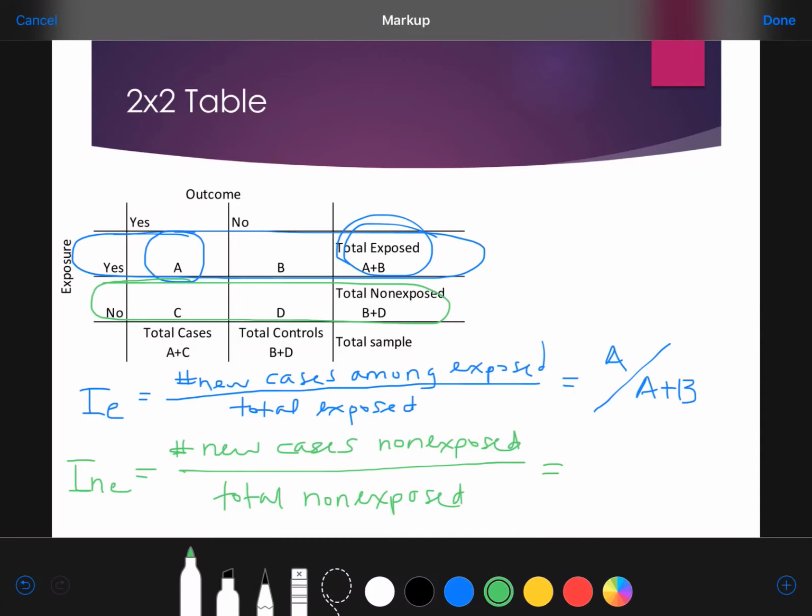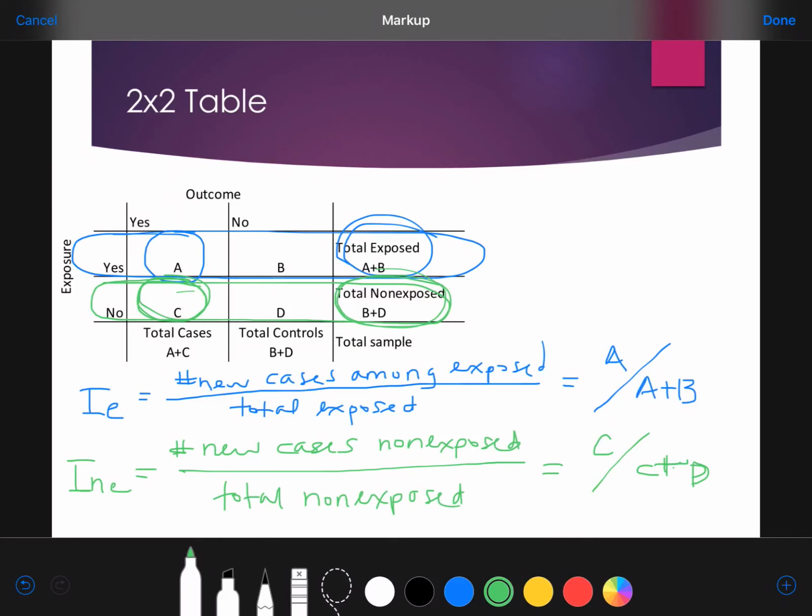So where do we go find that data? Well, if we want to know the number of new cases, we have to go, yes, it was a case, and no, it was not exposed. So where do we find our new cases among those people who were not exposed? That is box C. And then we're going to go look for the total not exposed, which is over here, which is C plus D. Sorry for the janky handwriting. So C over C plus D is the total not exposed.